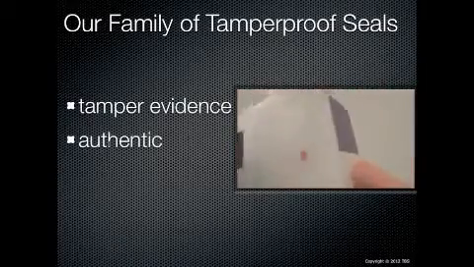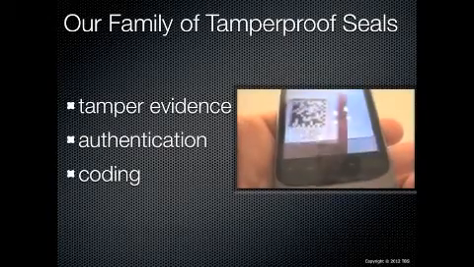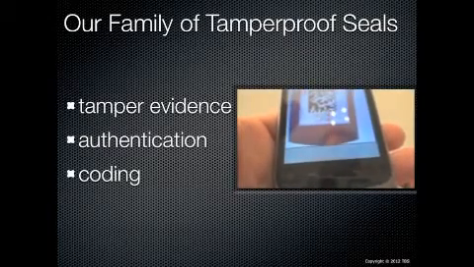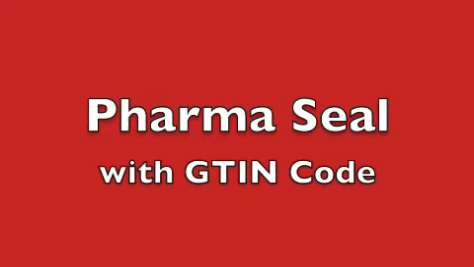Let's look at the family of tamper-proof seals. These will all have tamper evidence, authentication and coding. Let's look at the first example. We'll call it a Pharma seal with a G10 code on the packaging. And in this example we would use, for example, a clear label.